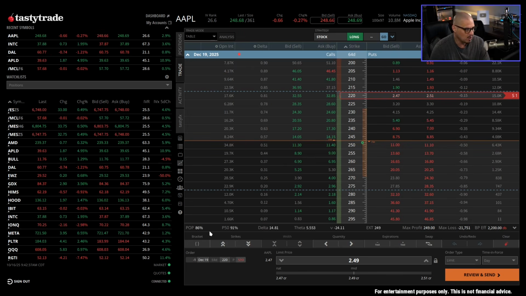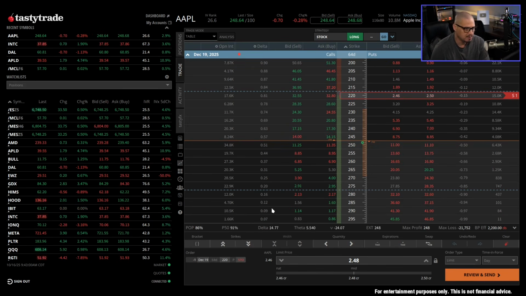Now, what is my actual probability of profit? 86%. So it's really, really close. So you don't even really have to look at these numbers. The deltas on the options chains give you a really pretty accurate representation of your probabilities on the trade.